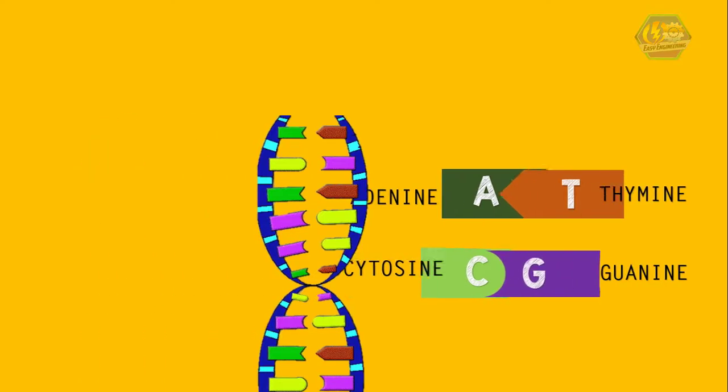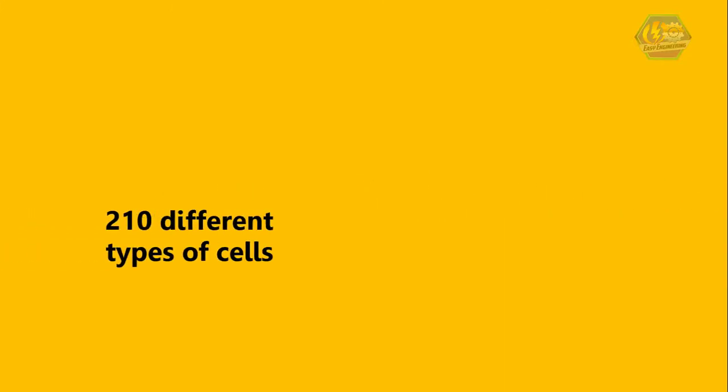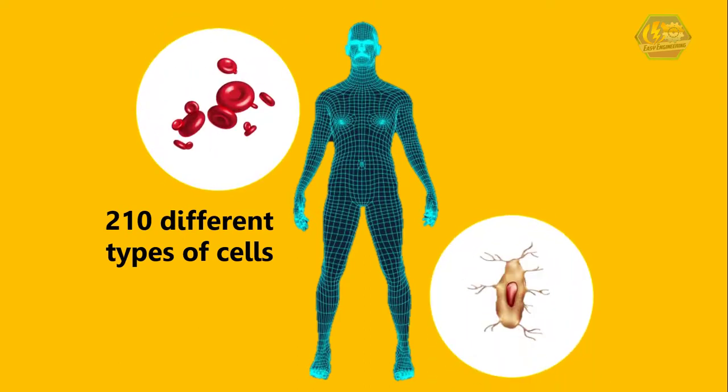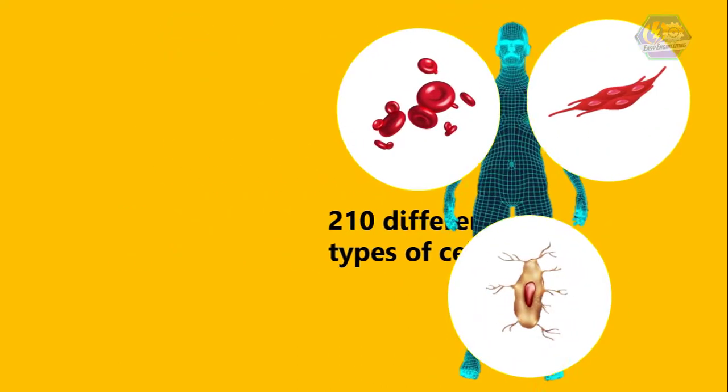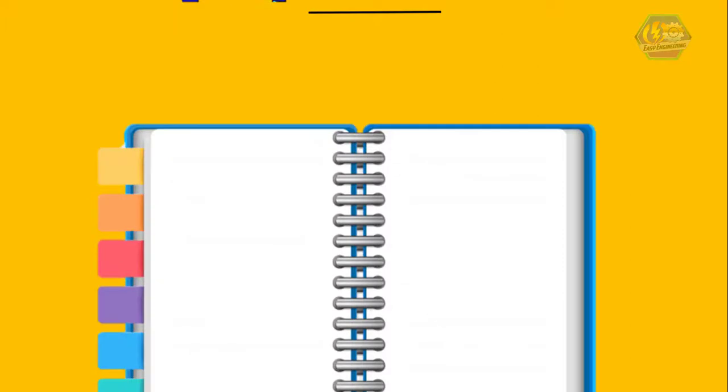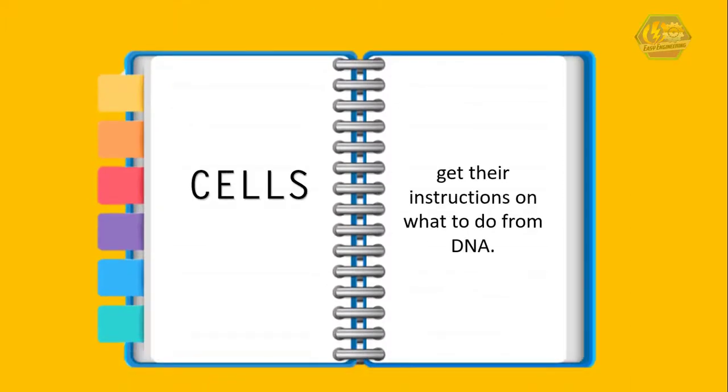Now let's talk about the cells in the body. There are 210 different types of cells in our bodies, and some of them are blood cells, bone cells, and cells that make our muscles. DNA tells cells what proteins to make. Mostly, those proteins are enzymes. Take note that cells get their instructions on what to do from DNA.